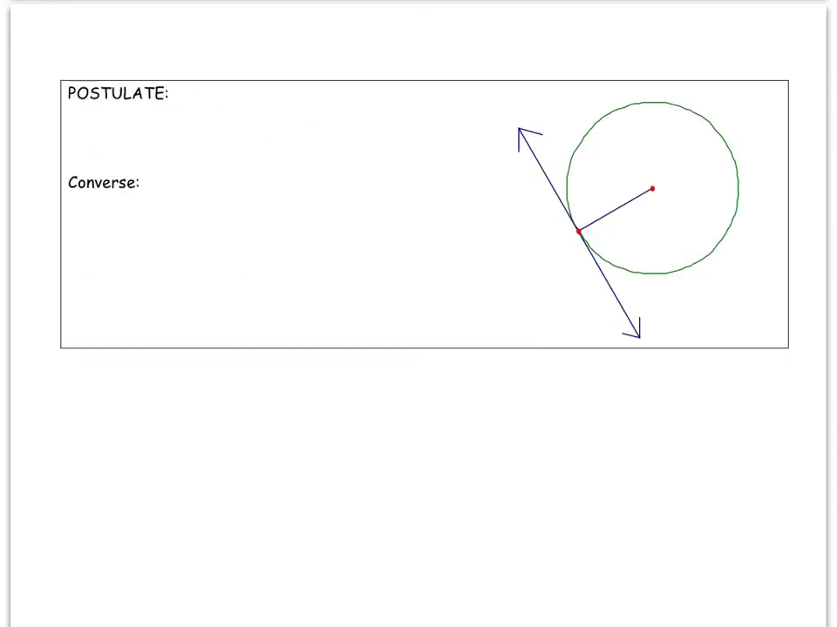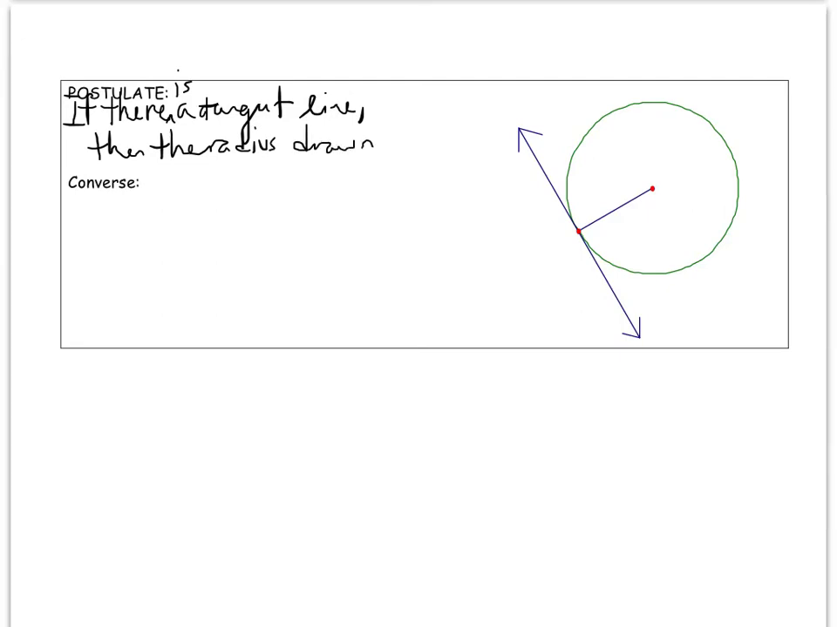Okay, so finally we have a postulate. This says that if there is a tangent line, then the radius drawn to that point of tangency is perpendicular to the tangent line. So all this is saying is that if I take a radius and I draw that radius out to that point of tangency, then I know that this must be a right angle.